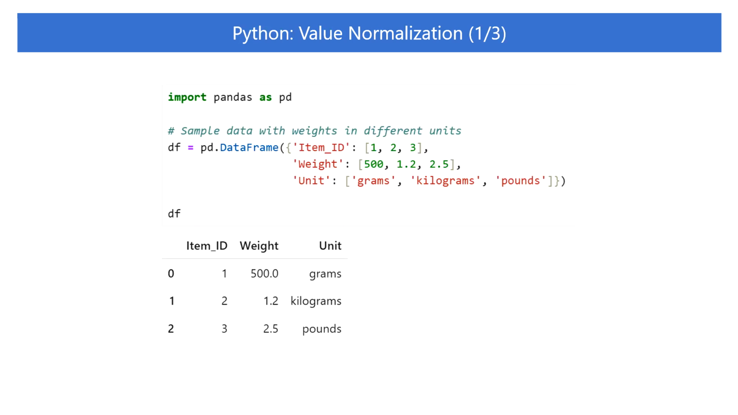Let's see an example of how to normalize weight data into kilograms by Python. Here, we use a sample data that contains three variables, item ID, weight, and unit. We can see that the data points are recorded with different units. Here, we want to normalize it into kilograms.